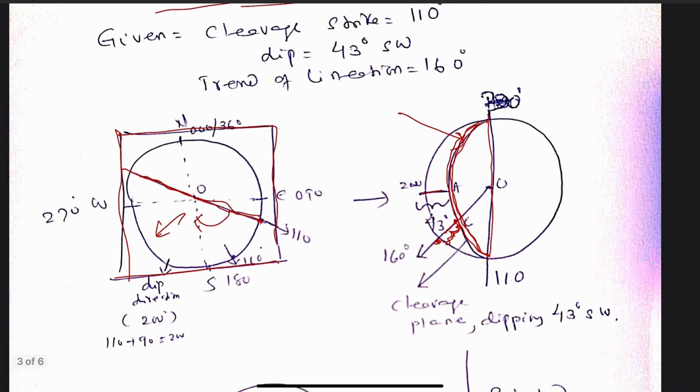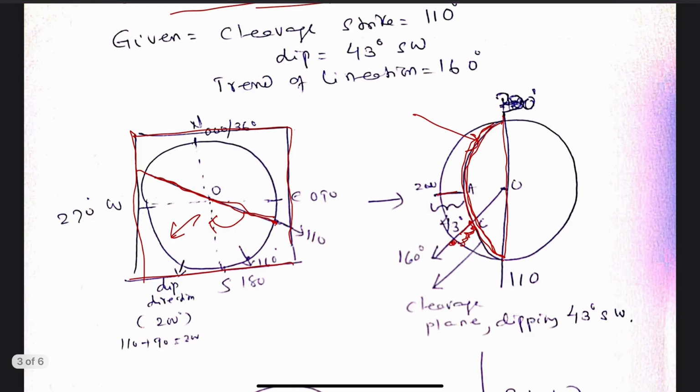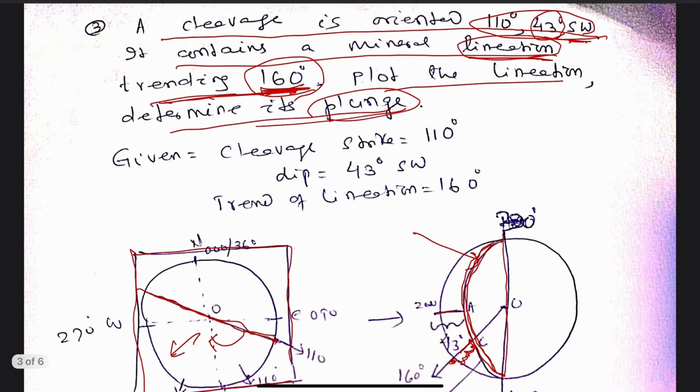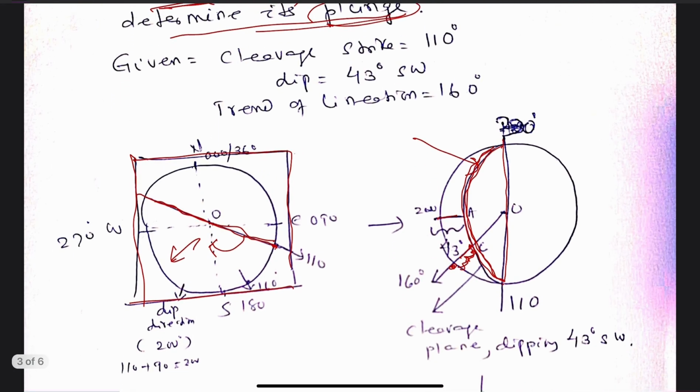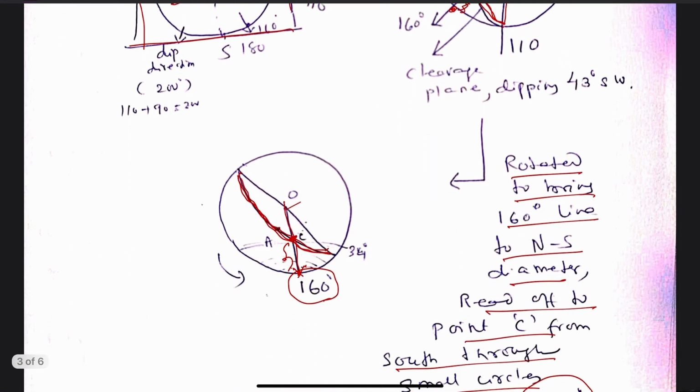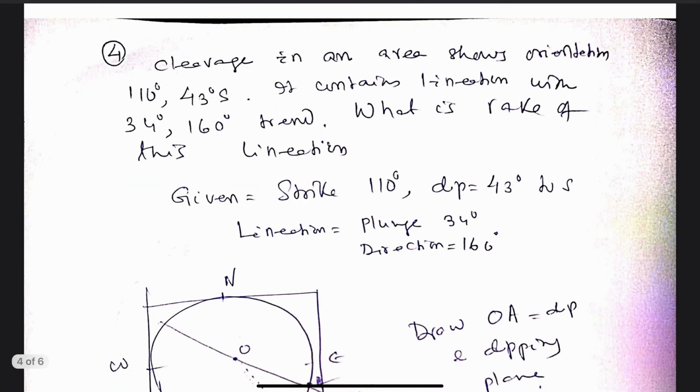So we could know how a plane is being plotted and a plane containing a lineation, how it can be shown in the stereo net. We will switch up to next problem.